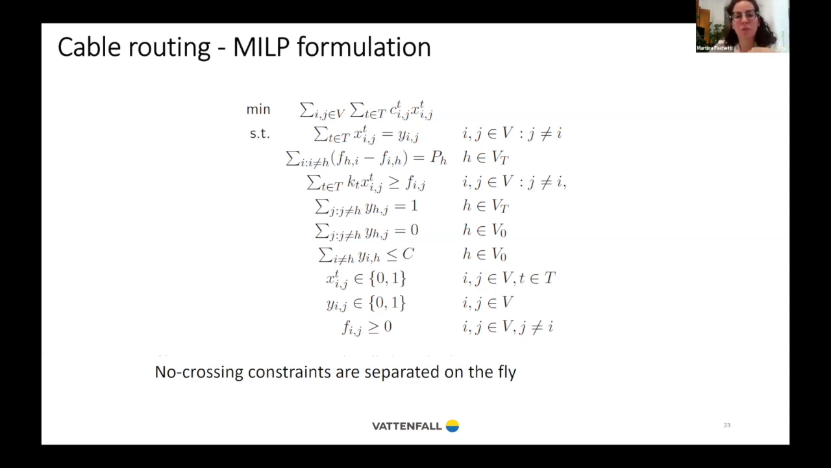So the approach we used here was to add these non-crossing constraints on the fly. For the people that are from an operations research background, basically we used a callback from CPLEX. Every time we were getting a solution, we were checking if there were crossings, and we were adding to the model only the crossings that were actually found. This proved to be very effective because in the end there weren't that many in the solution, but potentially there were many in the input graph.